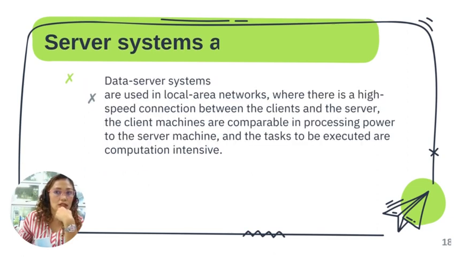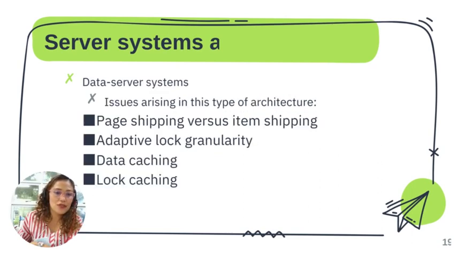Now let's go to the other category of server system, which is the data server systems. These are used in local area networks, where there is a high speed connection between clients and servers, the client machines are comparable in processing power to the server machine, and the tasks to be executed are computation intensive. So when you say data server systems, you have here the issues arising in this type of architecture. Number one, page shipping versus item shipping, adaptive lock granularity, data caching, and lock caching.